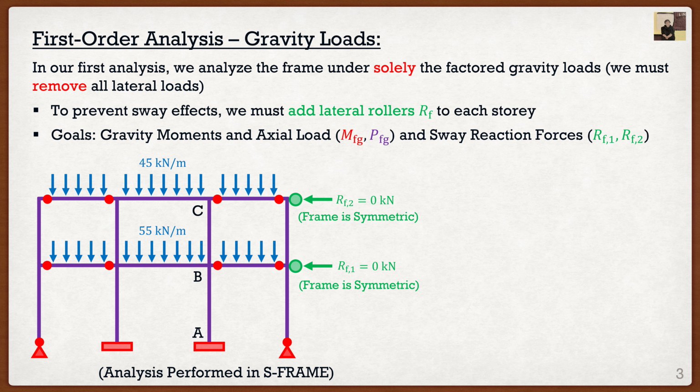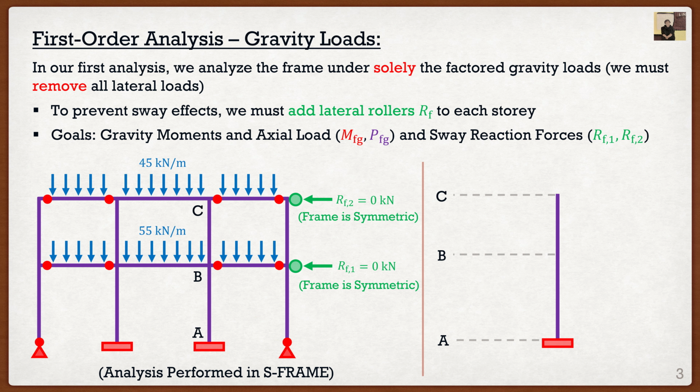So it's one of those nice things that if you know this is the case, you can save some time on the gravity load analysis. Now, the whole objective of this question is to determine the design forces of member AB as well as BC. So one of the things I have to do when I do my gravity load analysis is write down what MFG are, and the same thing for PFG, basically the moments and the axial load due to this gravity analysis.